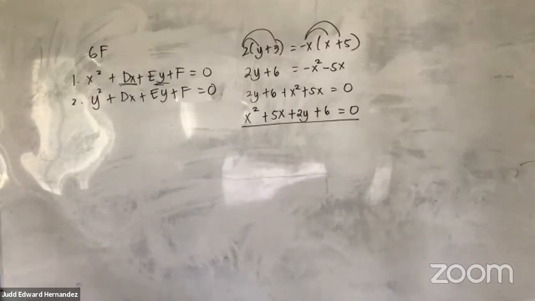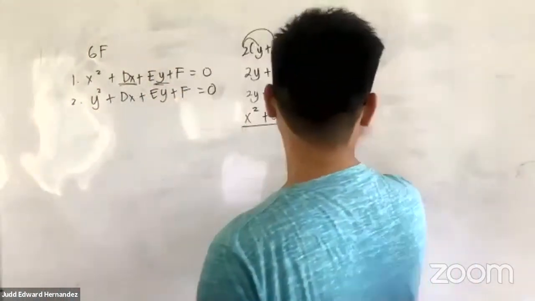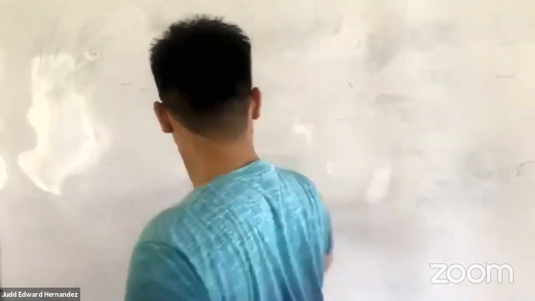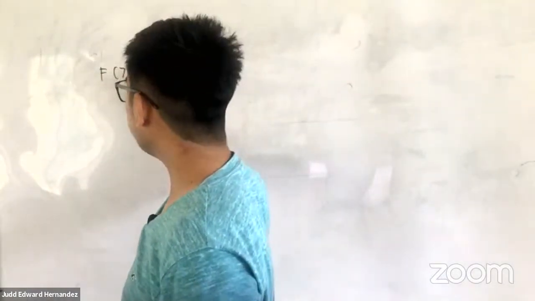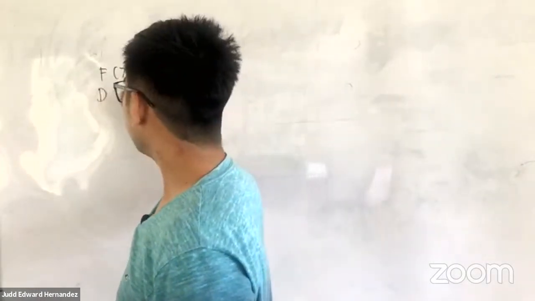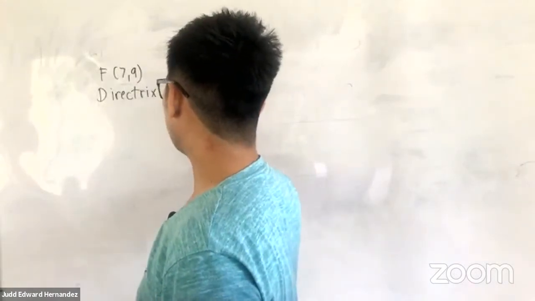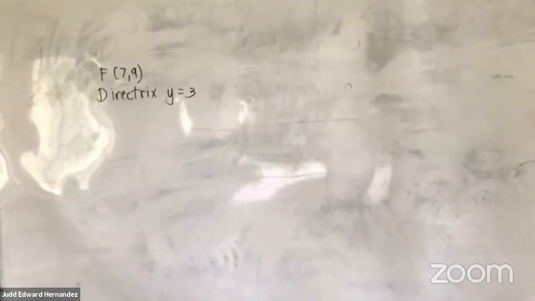Okay, so what if we're now asked to get the standard equation of the parabola and we are given different conditions? First condition is that the parabola has a focus located at (7, 9), and the directrix is y = 3. Hanapin daw natin yung standard equation ng parabola.